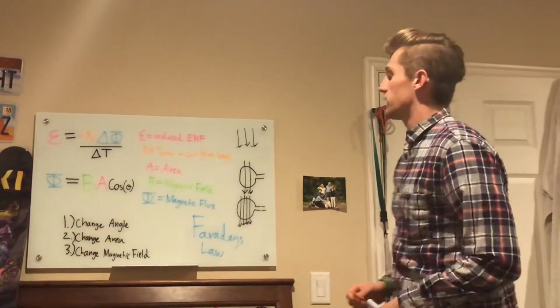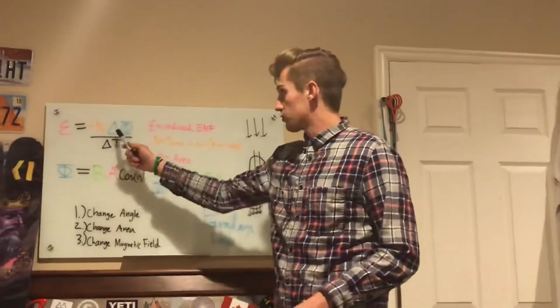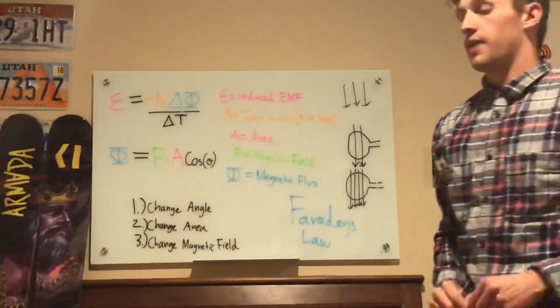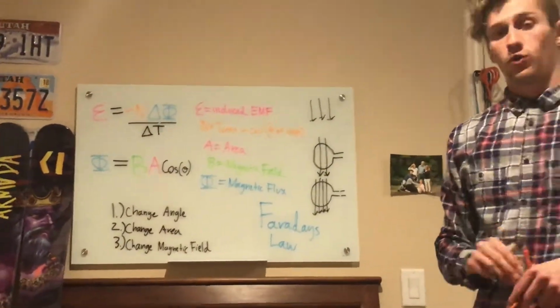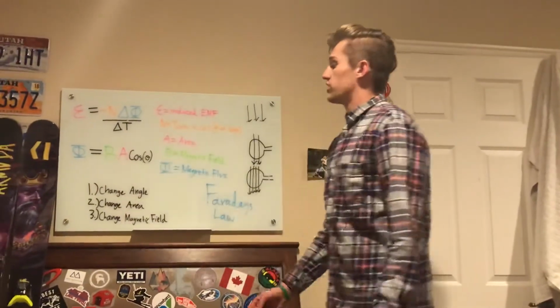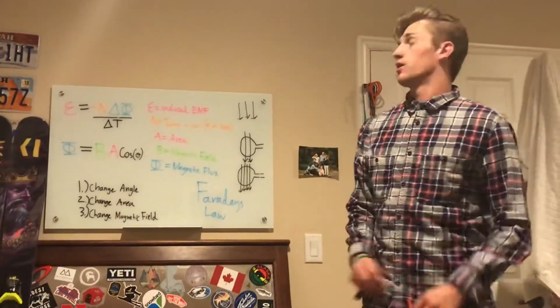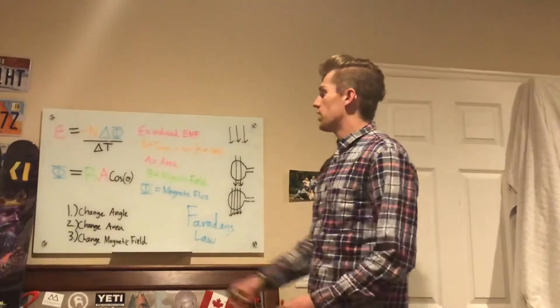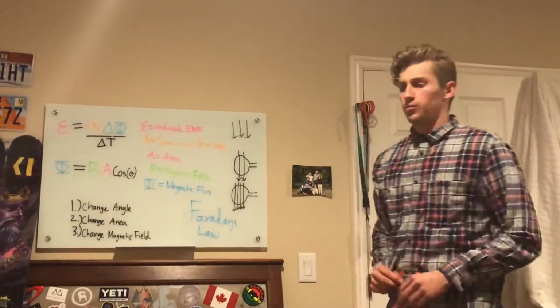Next in our equation is the change in magnetic flux, represented here by this. That may be the most important part of this equation, which we'll talk about in depth today. And then that is all divided by the change in time, and that's how we solve to get our induced EMF.